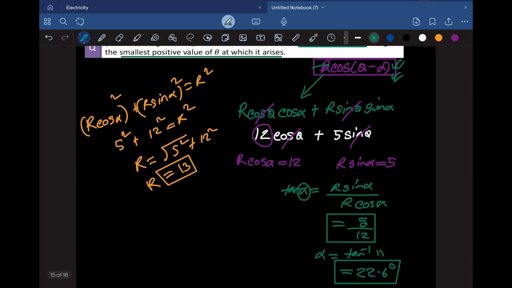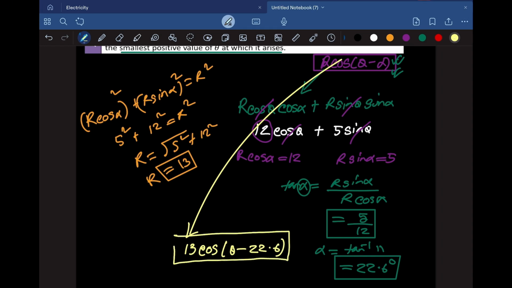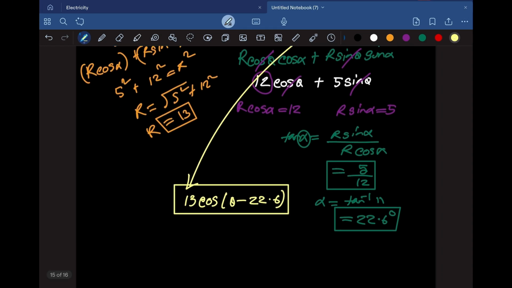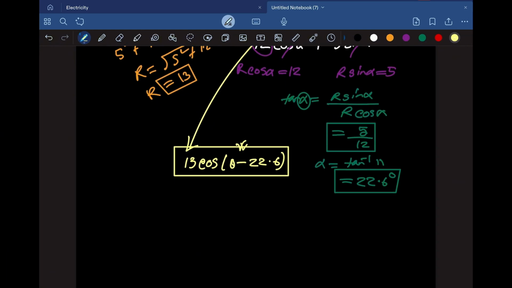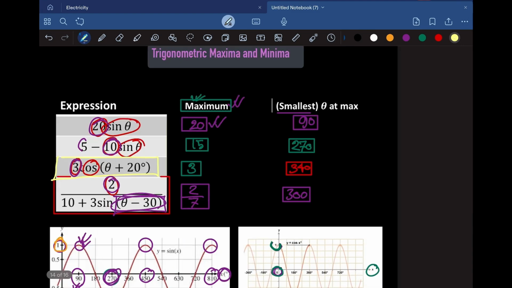Now we can rewrite this expression. We can rewrite the expression because we have got the r value as 13 and cos theta minus the alpha value as 22.6. So this is the new expression that we have figured out. Now this expression needs to be done in exactly the same way we have done these expressions, right? So let's do them together.